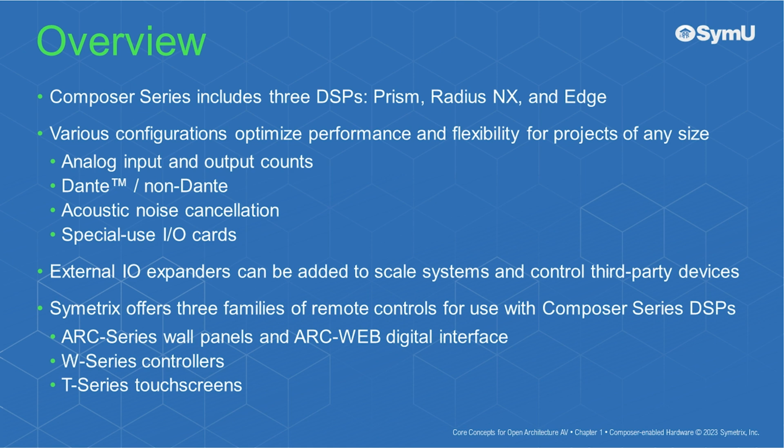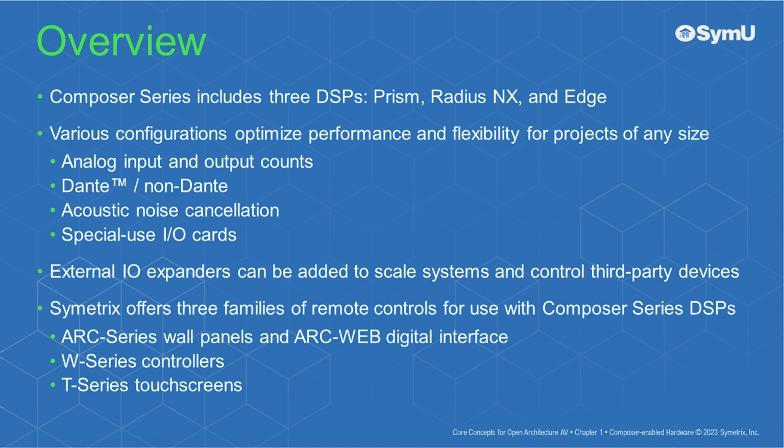Each can be ordered in various I/O, Dante, and special use configurations to optimize performance and flexibility for projects of any size. Each can be ordered with or without Dante network capabilities. Acoustic noise cancellation can be added to the Radius NX. Special use I/O cards can be used with Radius NX and the Edge. External I/O expanders can be combined with DSPs to scale systems and control external third-party devices.